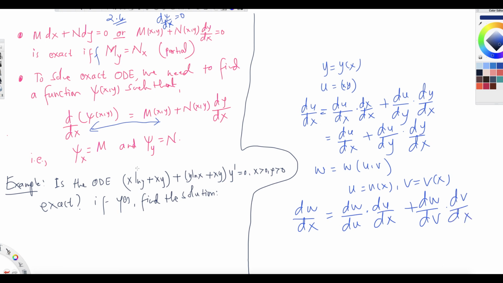So in our case, look at this. Here what is happening is psi is a function of x and y, where y is also a function of x. Psi is a function of x and y is a function of x.